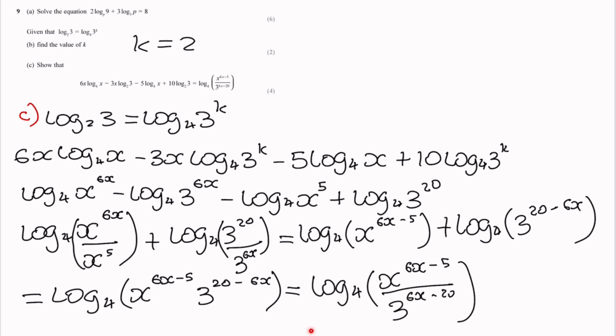I'm able to write this 3 to the power of 20 minus 6x as a denominator because I have changed the sign of the power. The minus 6x has become positive 6x, and the 20 has become minus 20.